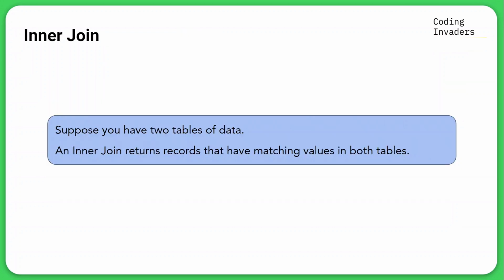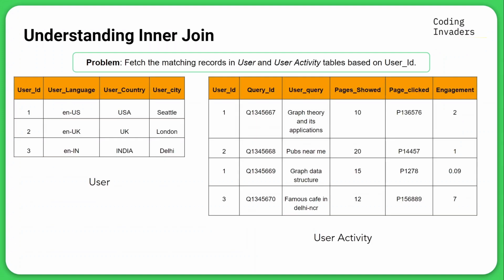Suppose we have two data tables. Inner join is used to fetch or return records that have matching values in both tables. This will be clear with an example. Let's see two tables from our search engine case study. Consider these two tables. You are already familiar with them, right?